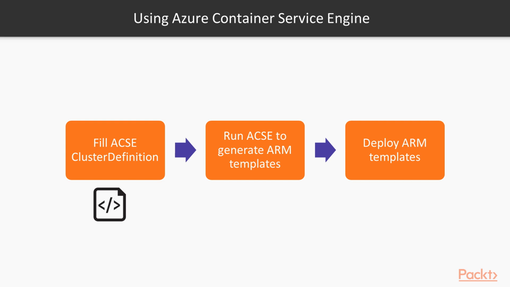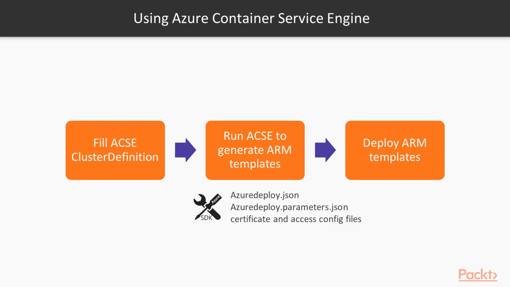Azure deploy.json ARM template is the main Azure Resource Manager template used to deploy a full Kubernetes-enabled cluster. Azure deploy.parameters.json is the parameters file used along with Azure deploy.json during deployment and contains configurable parameters. Certificate and access config files are also created. Kubernetes requires certificate generation, so the access files like the kubeconfig are stored alongside the ARM template files.